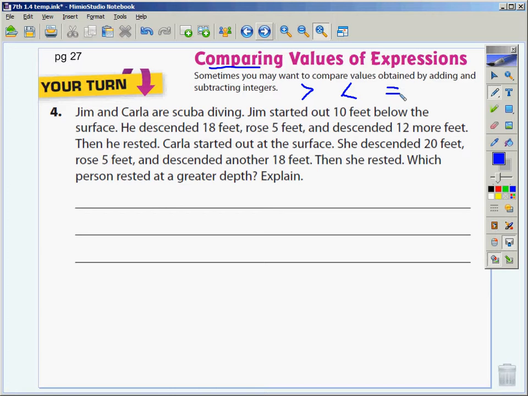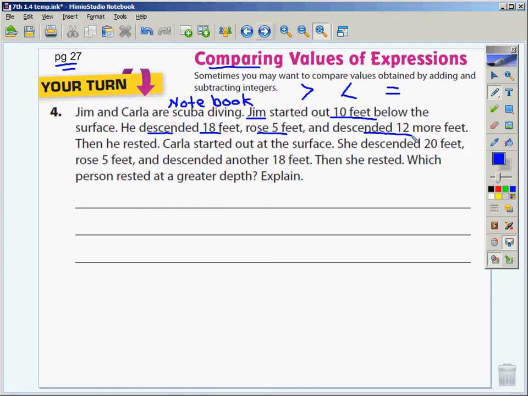Again, you're going to find this example on the bottom of page 27. Again, add this to notebook paper as there's not room to work it out there on the bottom. Jim and Carla are scuba diving. Jim started out 10 feet below the surface. He descended, in other words, he went down 18 feet and rose 5 feet and descended 12 more feet. Then he rested.